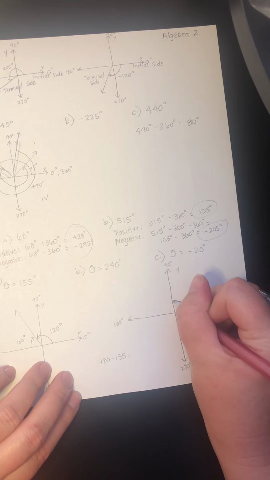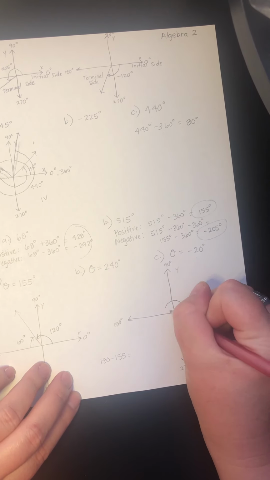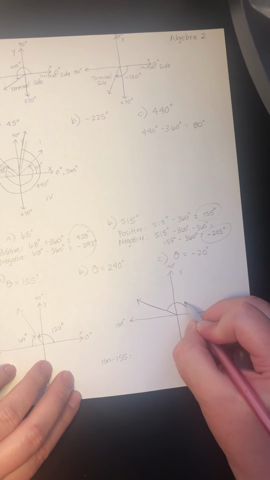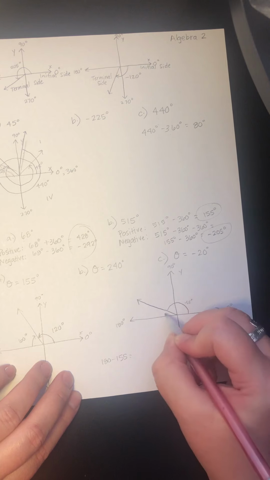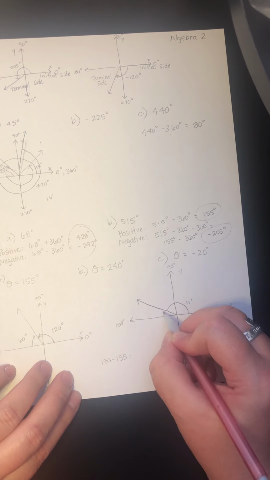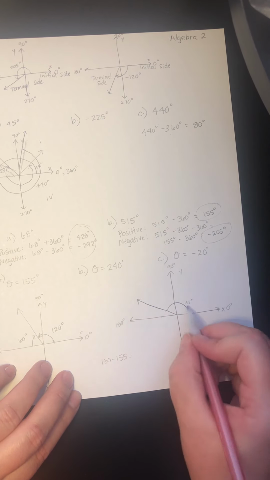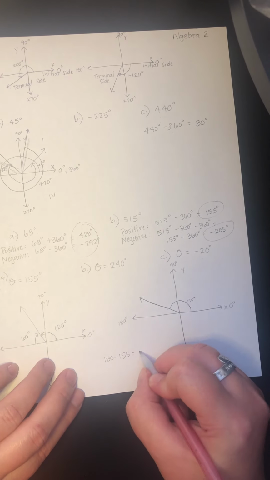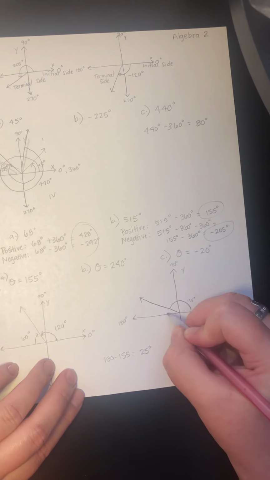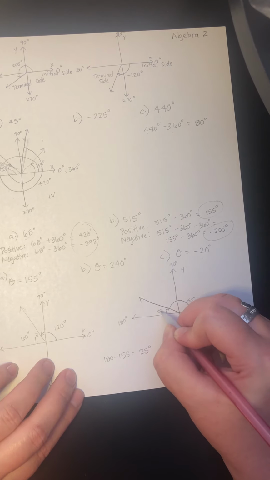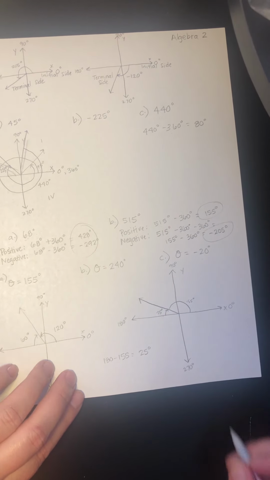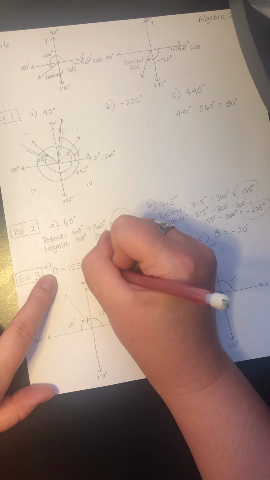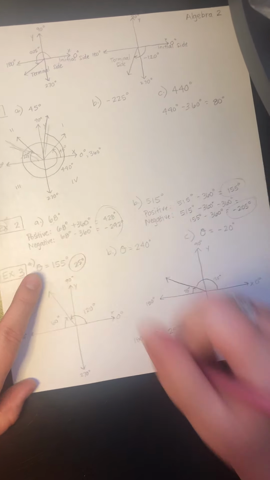So about here is where we're going to end up. This right here is 155 degrees. Now we have to figure out what the difference is from here to here. 180 minus 155 will tell us, and that angle is going to be our reference angle. It's 25 degrees. Okay, so the reference angle for A is going to be 25 degrees.